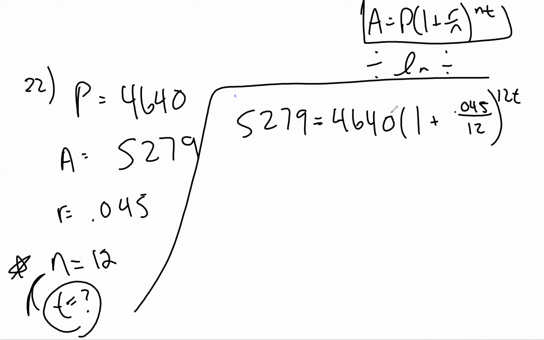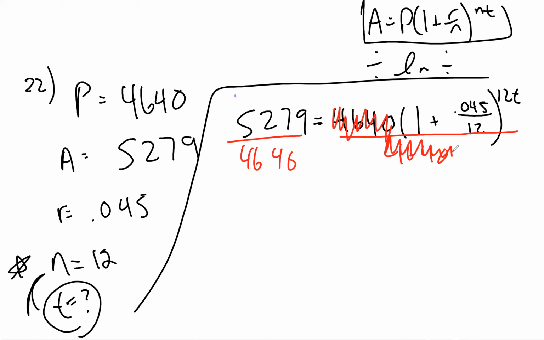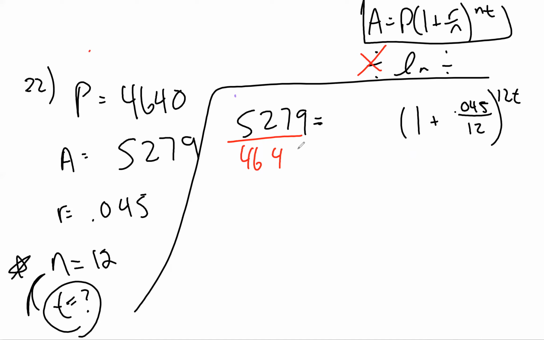All right, so here's my little poem, divide, ln, divide. And so the first thing I have to do is divide. And so I need to get rid of this whole number. So I will divide both sides by 4640. And you're going to notice that I don't touch my calculator yet. So this 4640 is gone. So I've divided. Check. Any issues with that whatsoever?